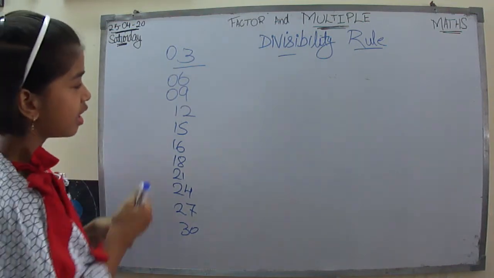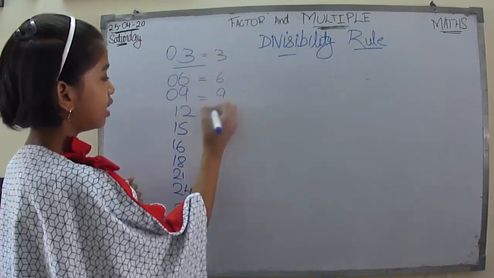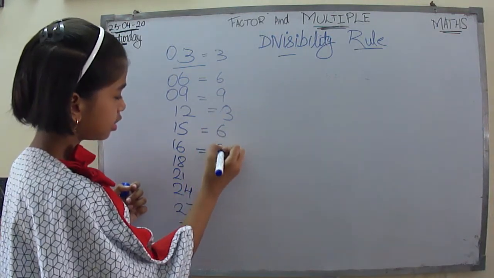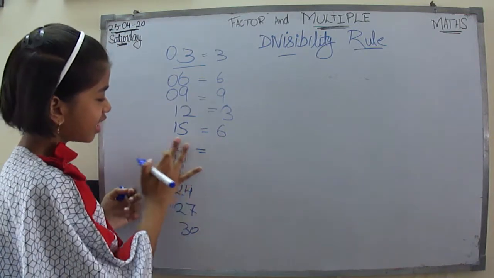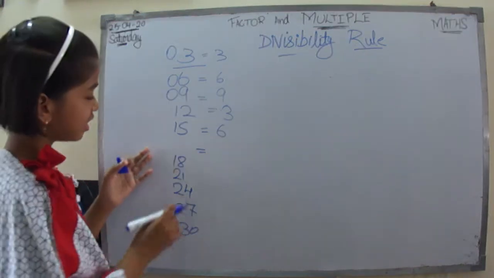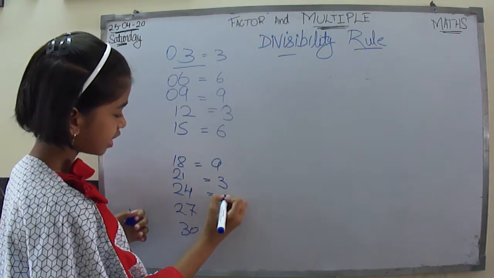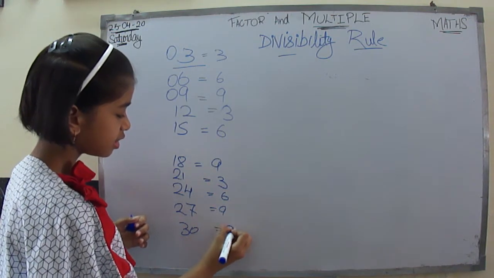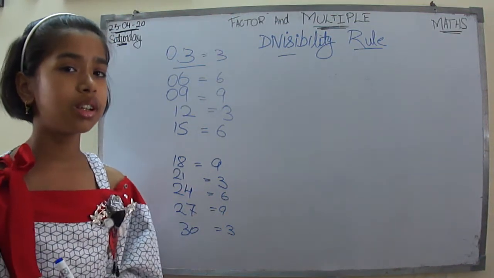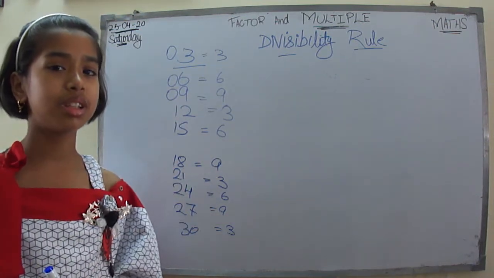Look at this table. If I add 3 plus 0, I get 3, then 6, then 9, then 3, then 6, and then 9. Sorry about that, here I had written the 16. So here 9, then 3, 6, 9, and then 3. What is going on? If I add all the digits, I get 3, 6 or 9. Always I am getting that.